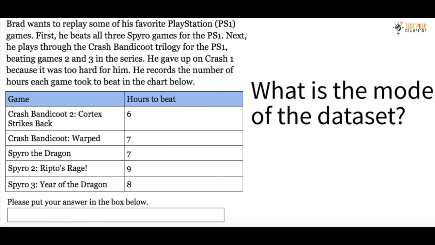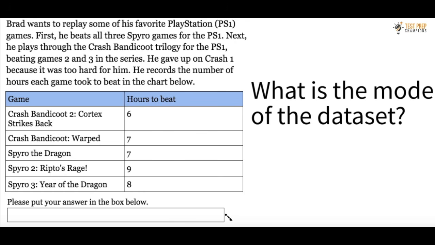Next, he plays through the Crash Bandicoot trilogy for the PS1, beating games 2 and 3 in the series. He gave up on Crash 1 because it was too hard for him. He records the number of hours each game took to beat in the chart below. And your question this time is, what is the mode of the dataset?